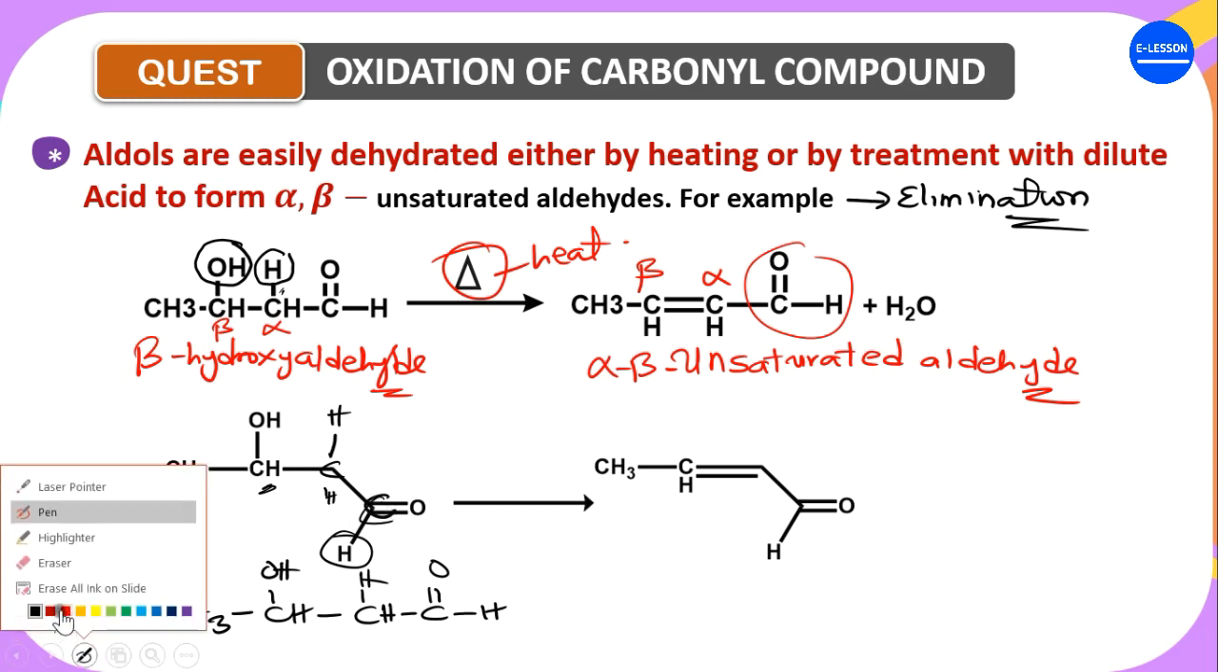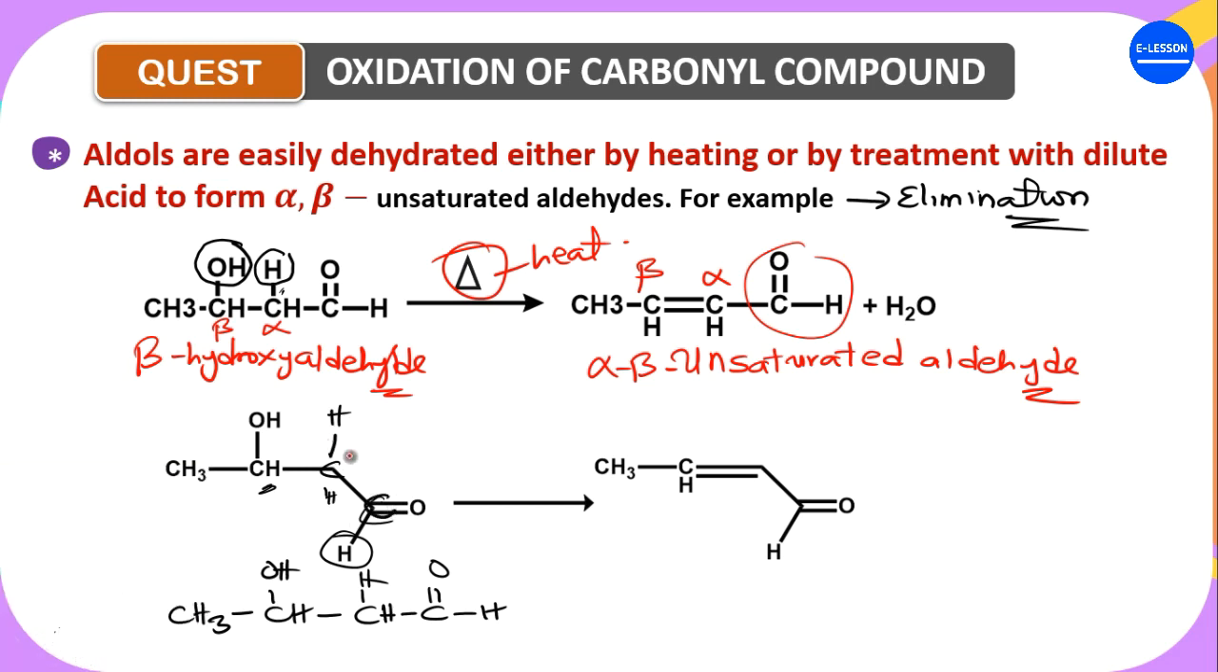Now, the carbonyl carbon has the alpha and then the beta after it. So the OH should be removed from here, and then the hydrogen removed from here, and then the double bond will be formed here. That is why this double bond is formed here. Okay? And this is the product of this reaction.